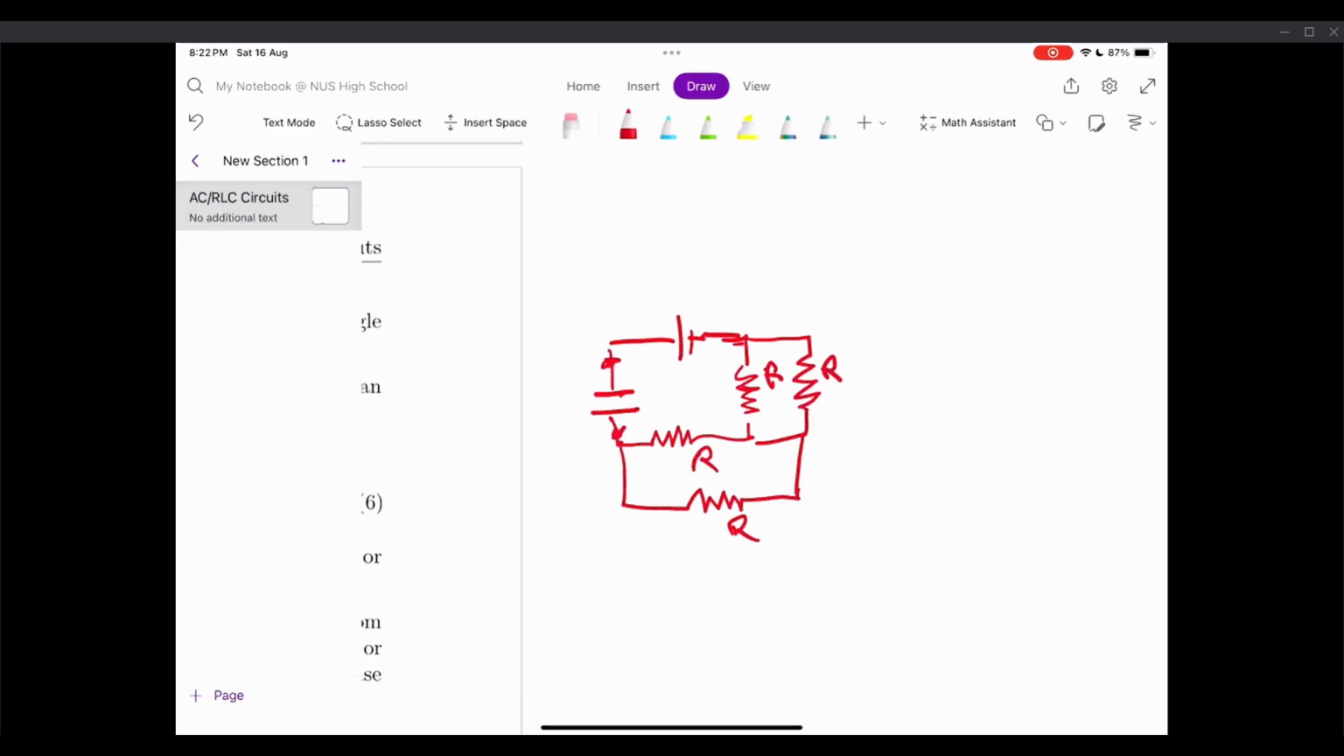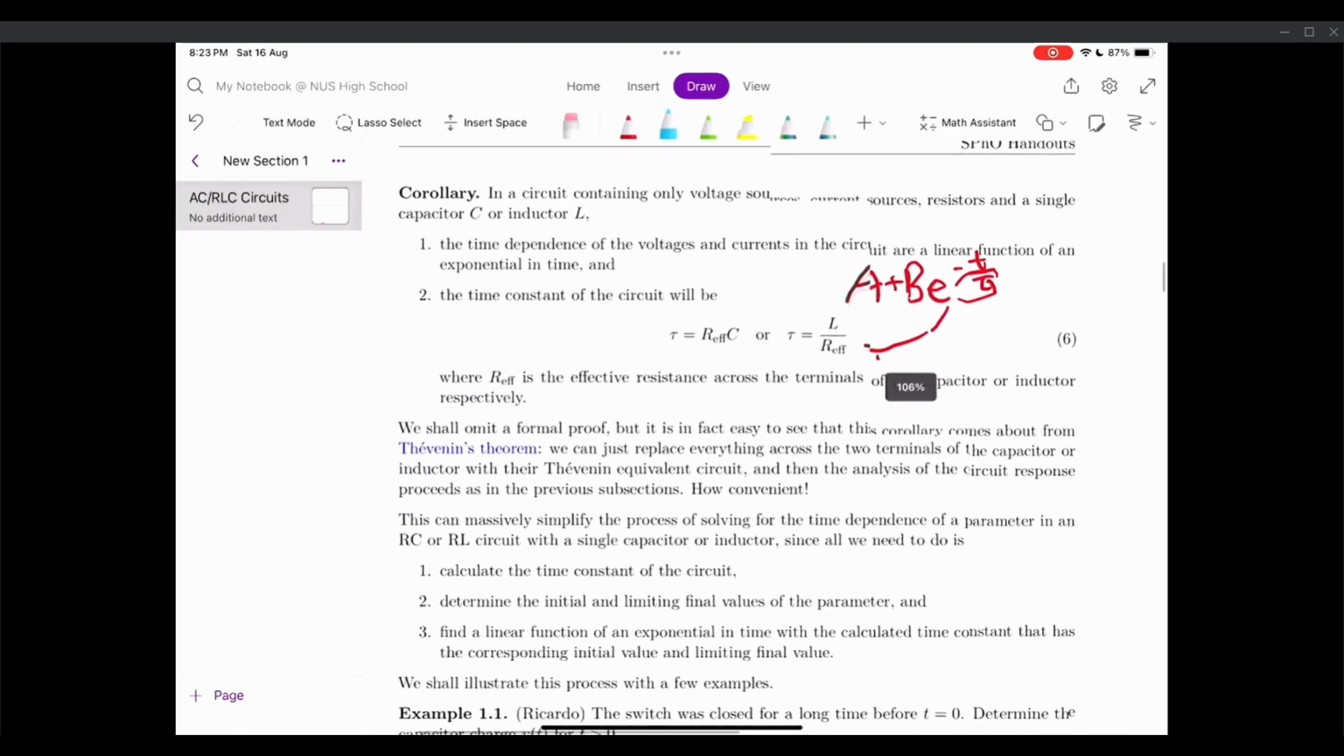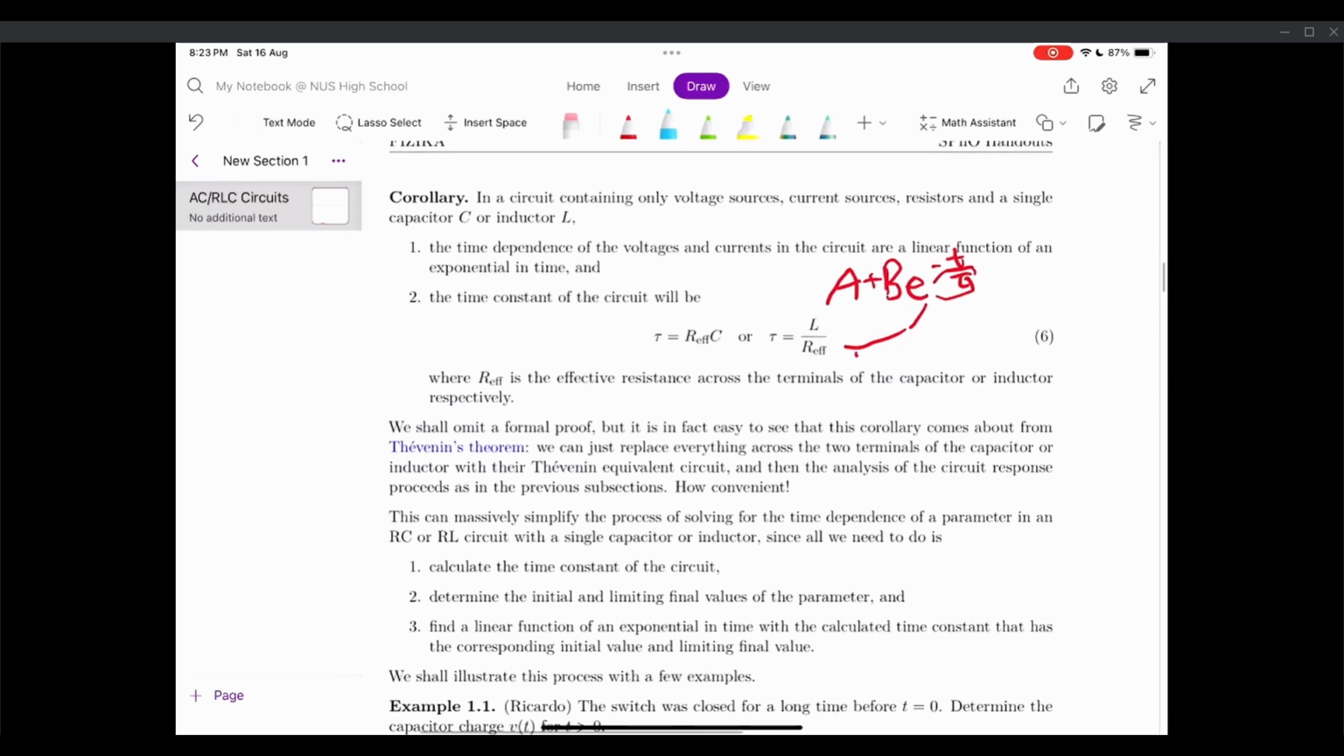So basically, you get rid of this battery because it doesn't change the effective resistance, and then you just calculate the effective resistance from there. It's not really too difficult to do. I'm not going to do it here, but I think it should be pretty obvious how to do it. So that's what the corollary says.